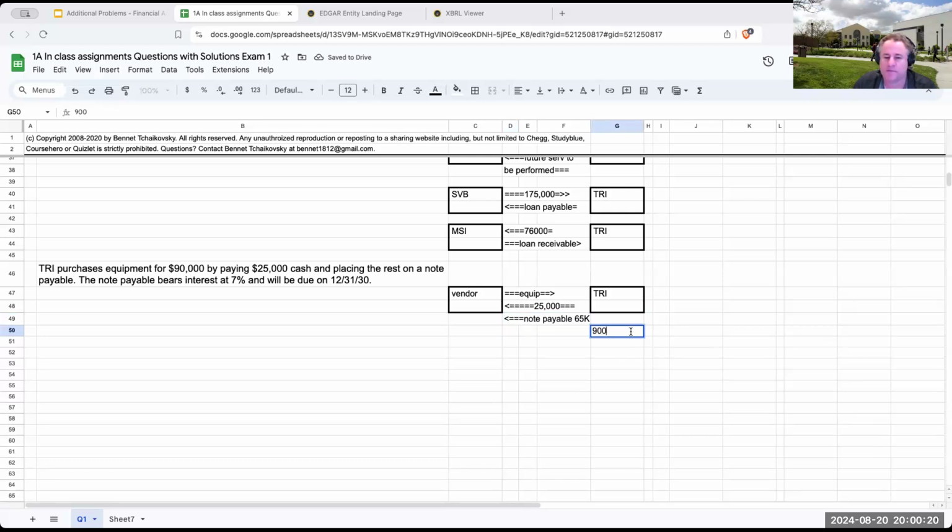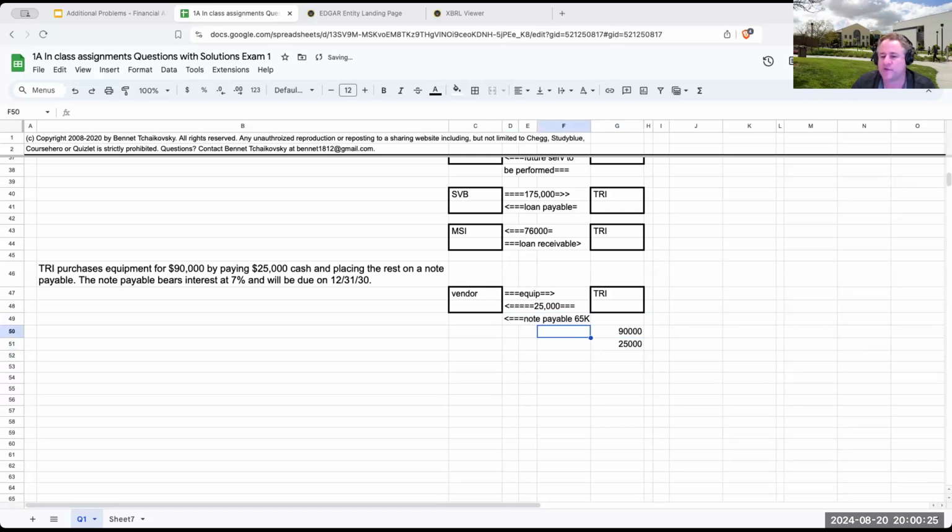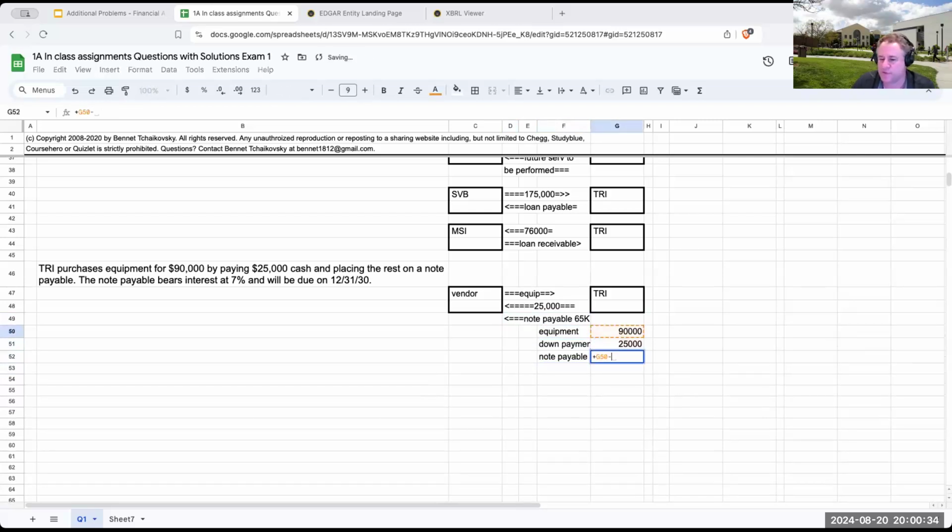Well, the equipment was purchased for 90. I'm giving a $25,000 down payment. So the note payable is going to be for the difference, or 65,000, right?